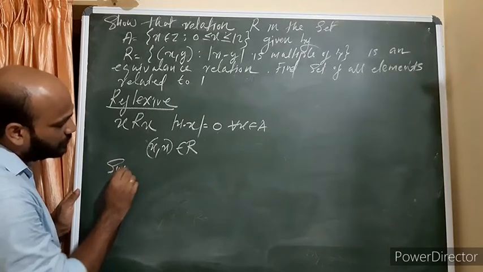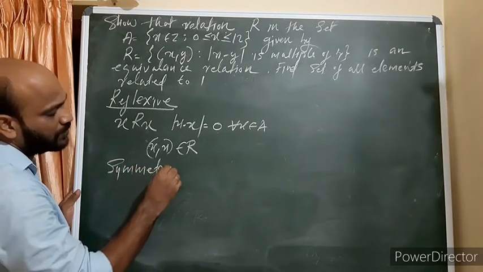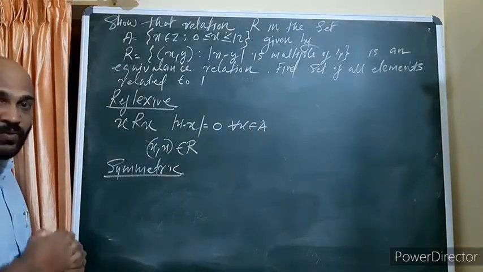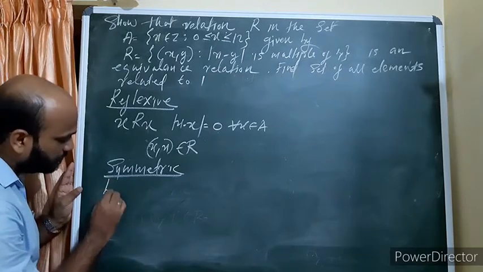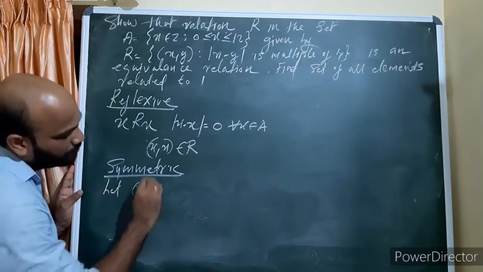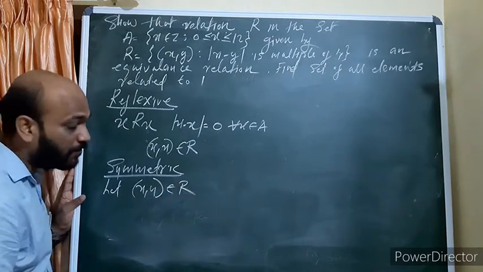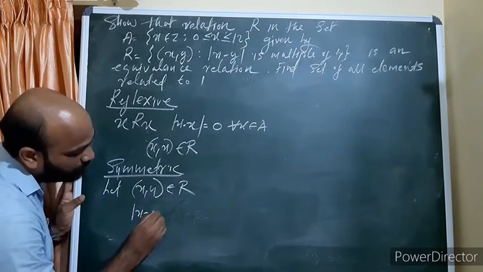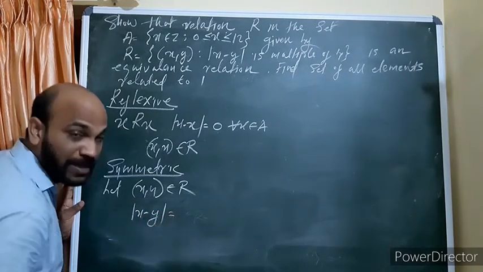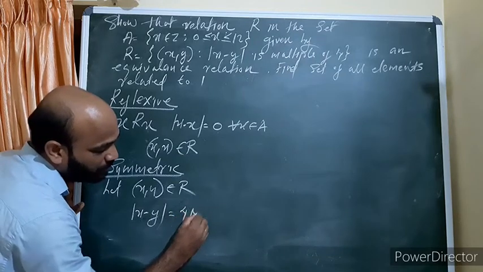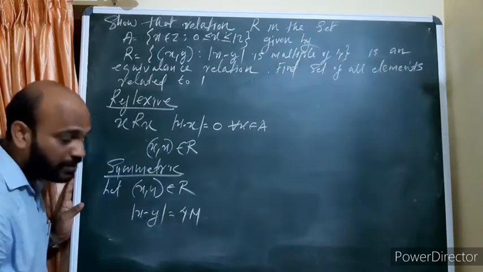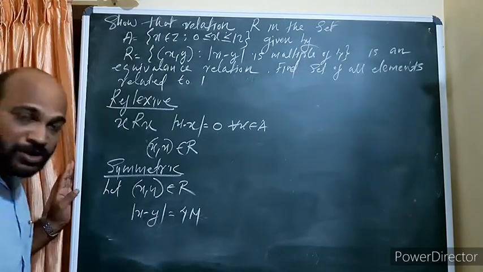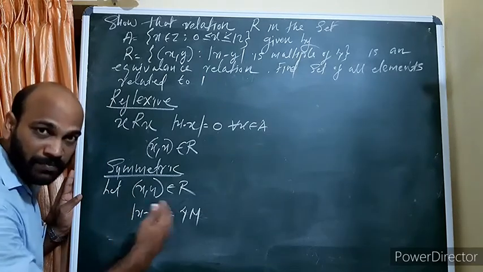Now second one is symmetric. Symmetry means if x is related to y, we want to show that y is related to x. So let (x, y) belong to R. We want to show that (y, x) belongs to R. (x, y) belongs to R means modulus of x minus y is a multiple of 4. Multiple of 4 we can write like this, 4m. And we want to show that modulus of y minus x is a multiple of 4.